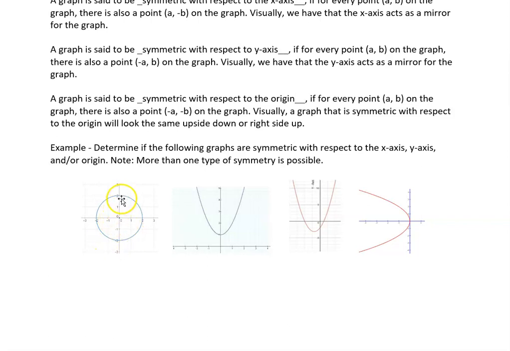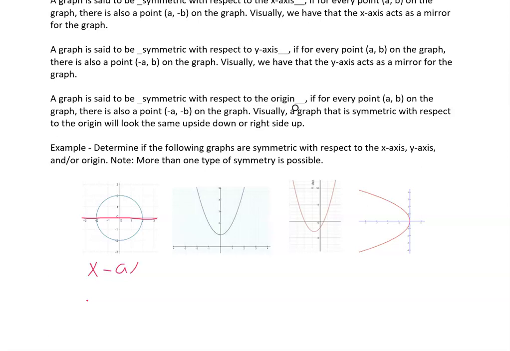So let's start with our circle here, and let's look first at the symmetry with respect to the x-axis. If I were to draw a line on the x-axis and pretend that was a mirror, if we were to fold it, would this half of the graph match up with this half of the graph? And the answer is yes. Therefore, this is symmetric with respect to the x-axis.